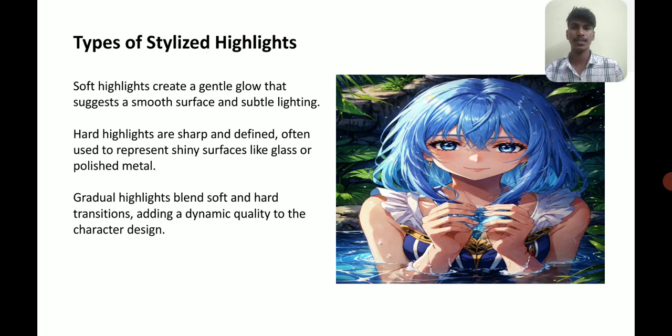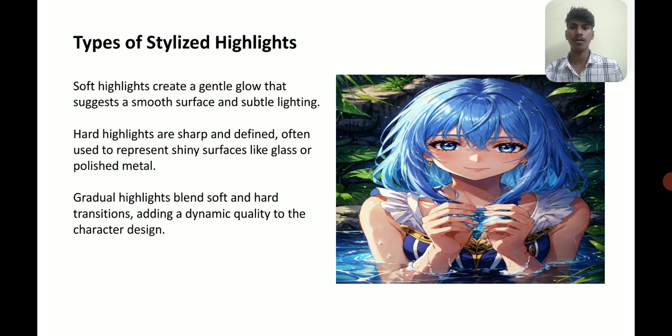Types of stylized highlights. Soft highlights create a gentle glow that suggests a smooth surface and subtle lighting. Hard highlights are sharp and defined, often used to represent shiny surfaces like glass or polished metal. Gradual highlights blend soft and hard transitions, adding a dynamic quality to the character design.